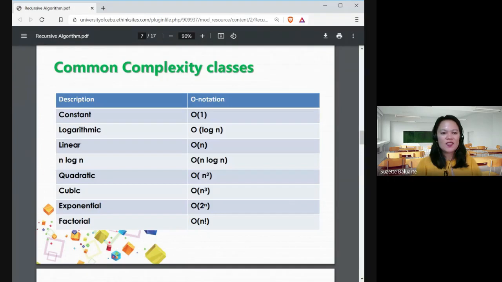Is this your answer for the common complexity classes? There are 8. Constant is big O of 1. The logarithmic is big O of log n. Linear is big O of n. The n log n is big O of n log n. Quadratic is big O of n squared. Cubic is big O of n cubed. Exponential is big O of 2 to the power n. And factorial, it's big O of n factorial.